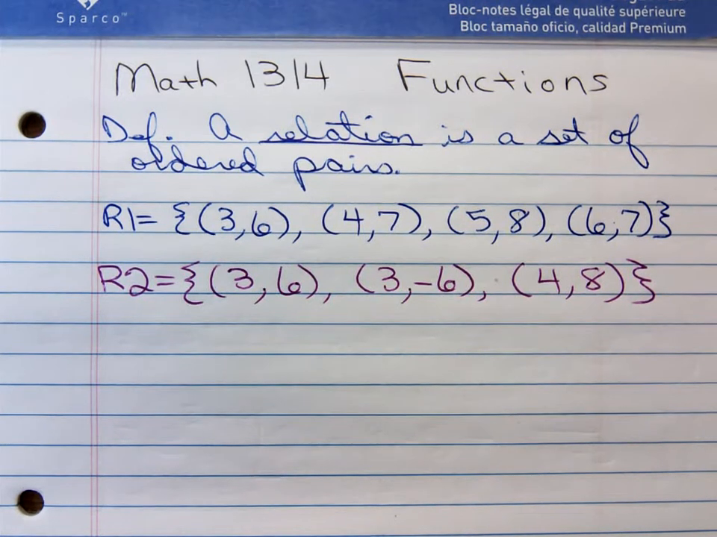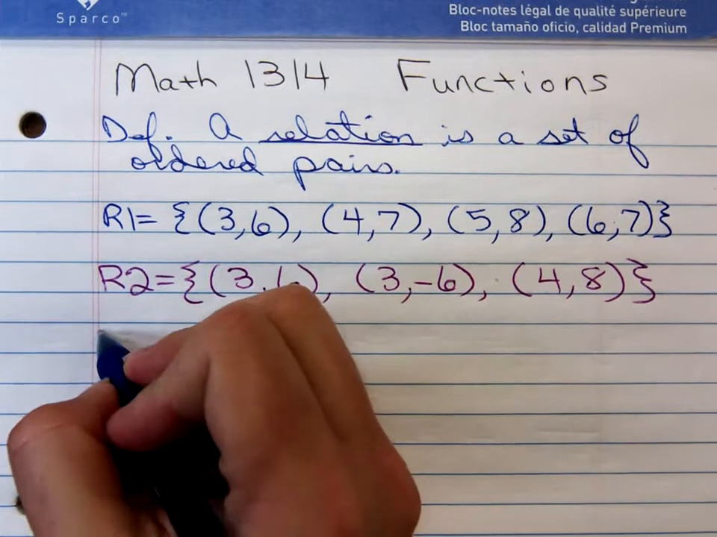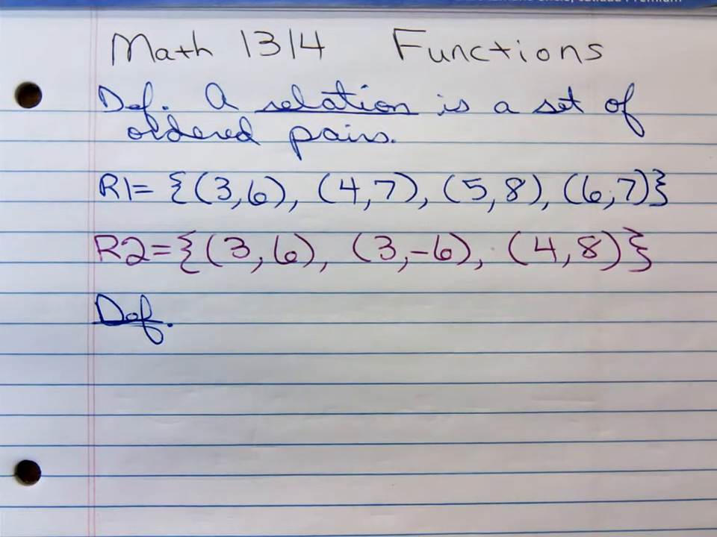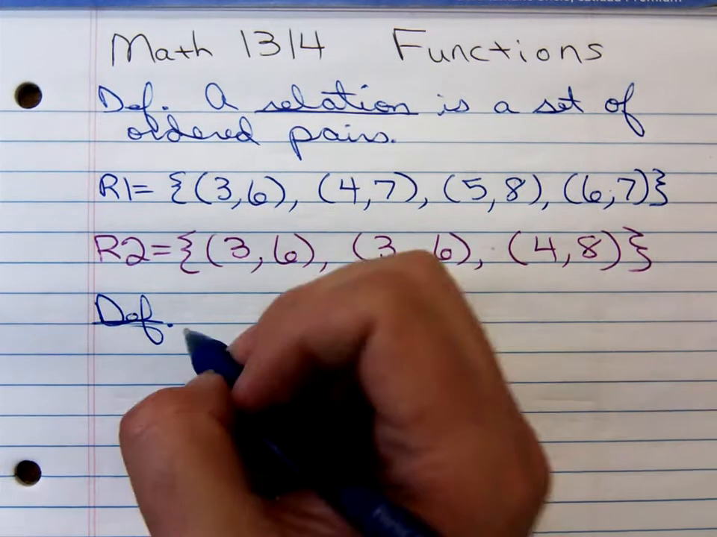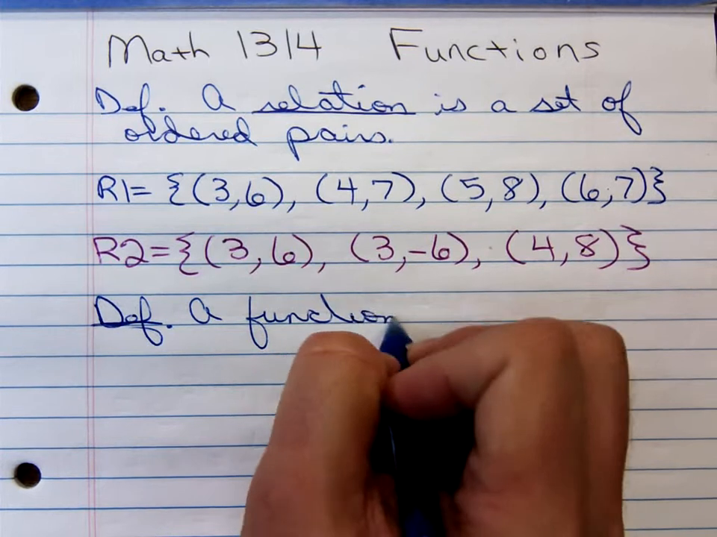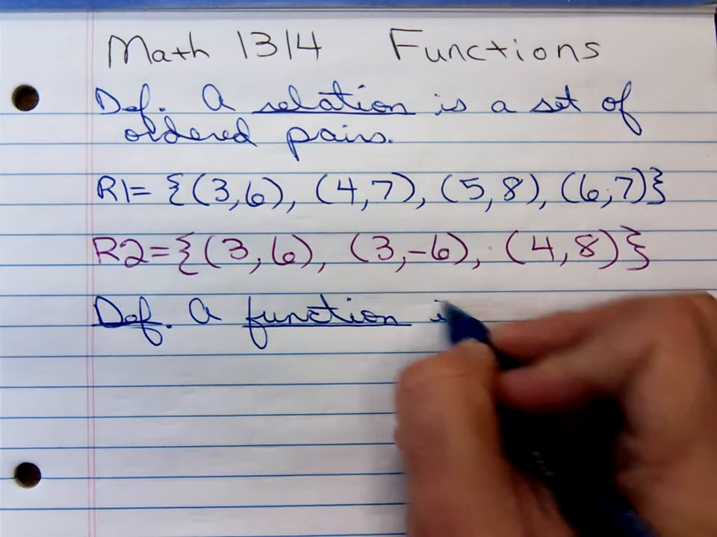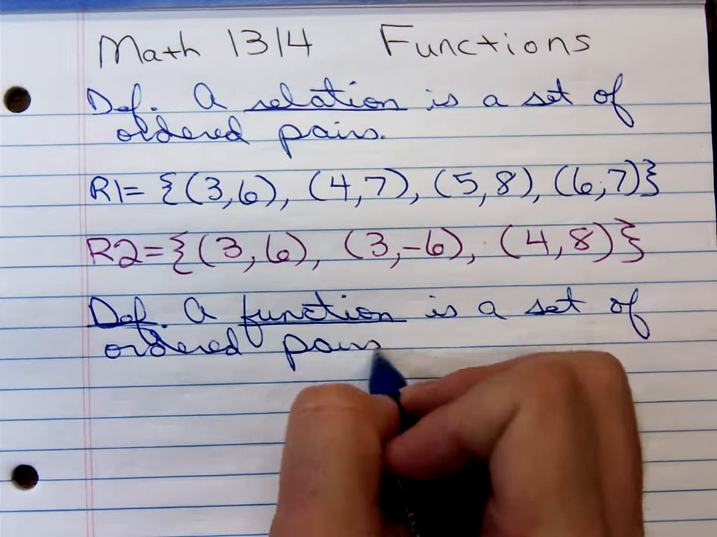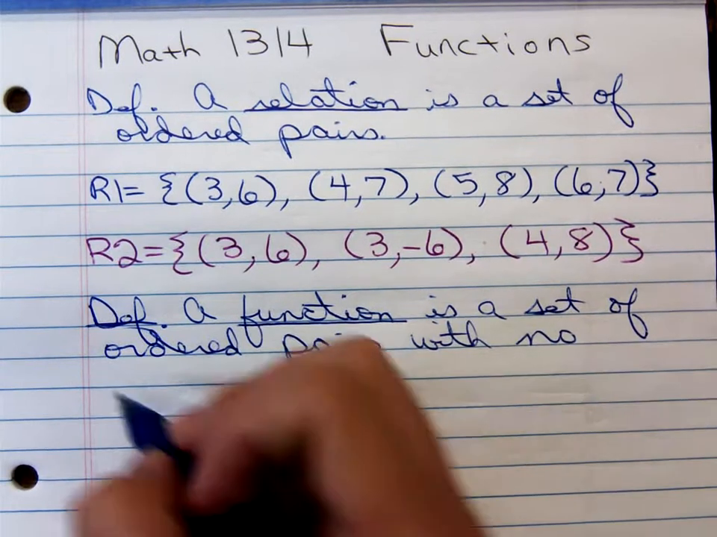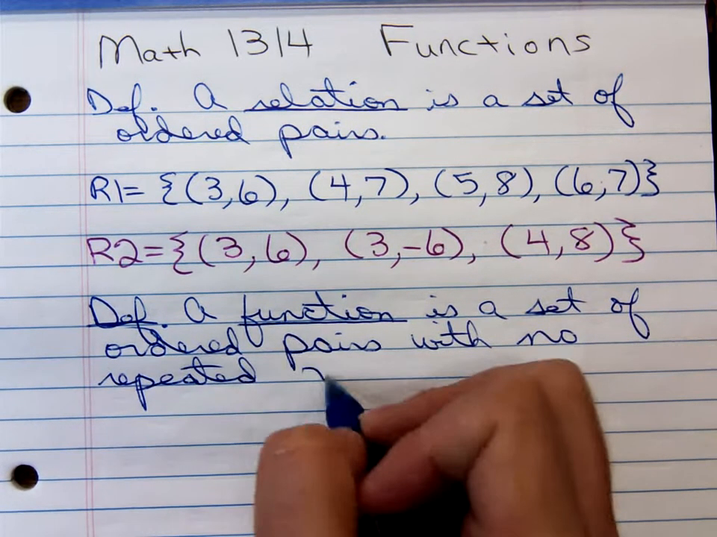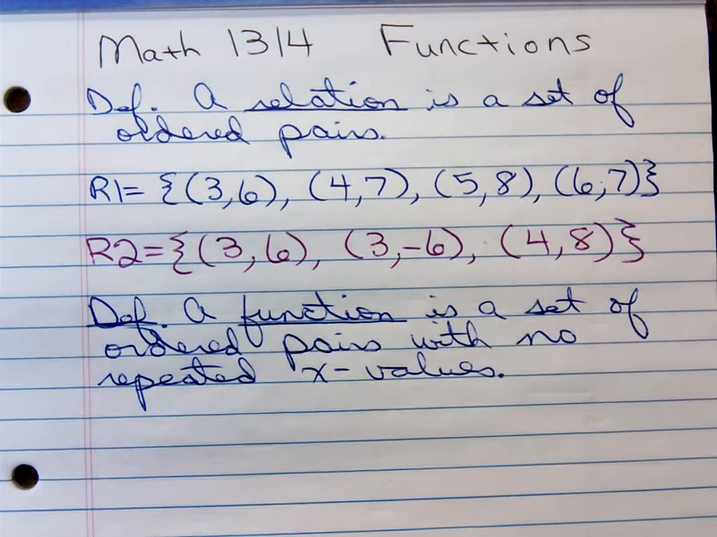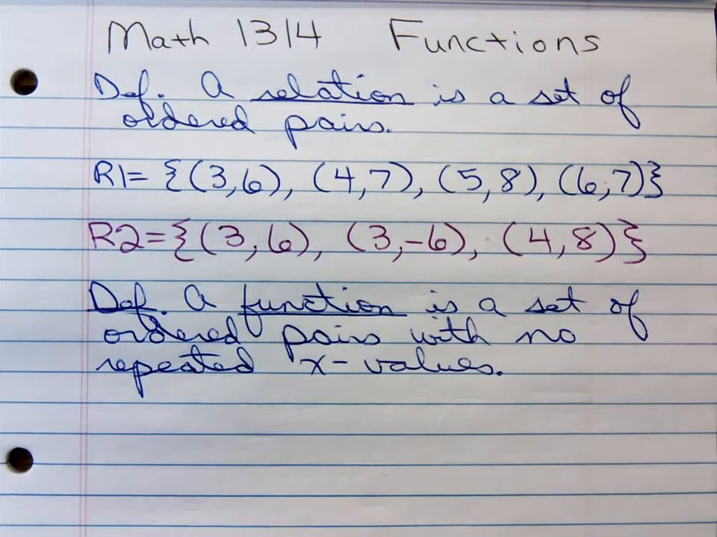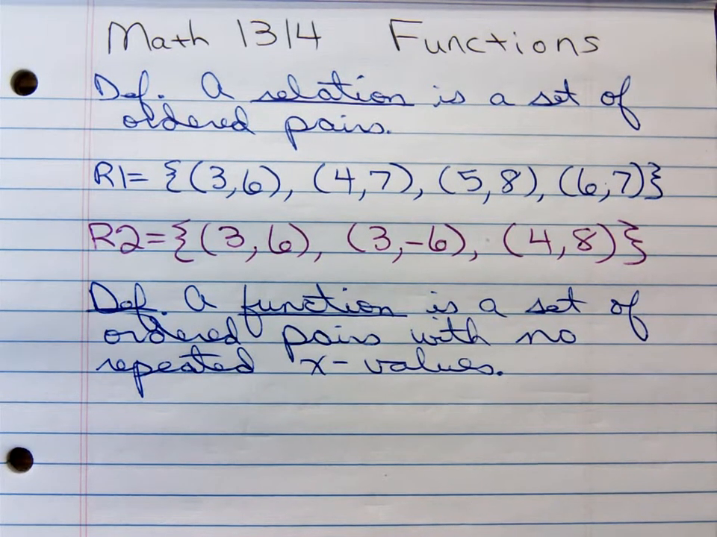A special type of relation is a function. So here's the next definition. A function is a relation. So a function is a set of ordered pairs of which there's no repeated x-coordinate. I'll just say x values for brevity. Brevity is the soul of wit, so I'll be brief there. A function is just a set of ordered pairs where there's no repeated x values.